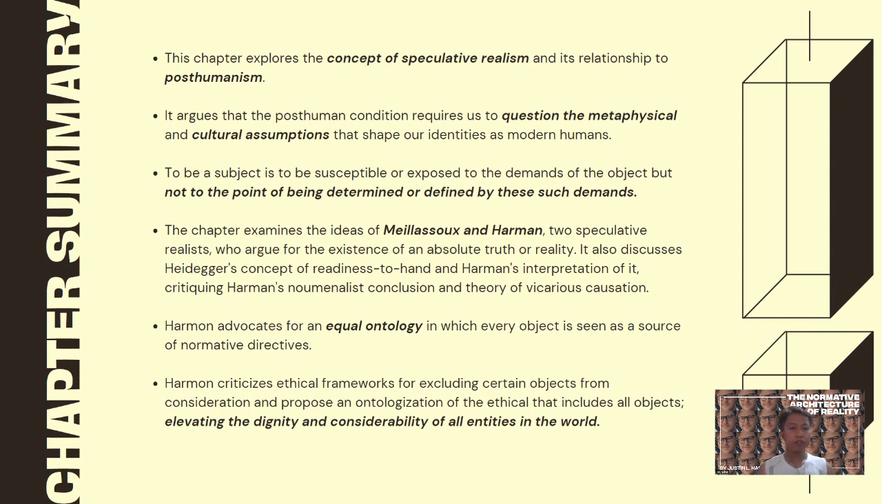Harman ultimately advocates for an equal ontology in which every object is seen as a source of normative directives. Harman also criticizes ethical frameworks for excluding certain objects from consideration and proposes an ontologization of the ethical that includes all objects, elevating the dignity and considerability of all entities in the world.